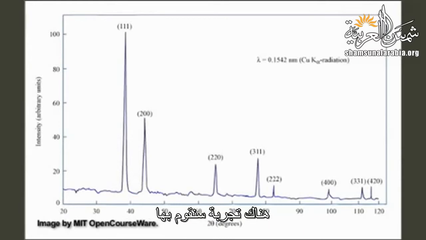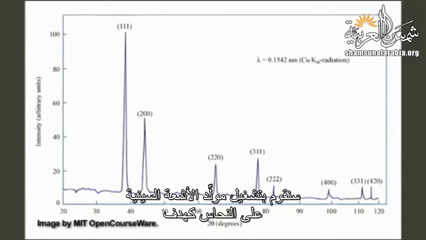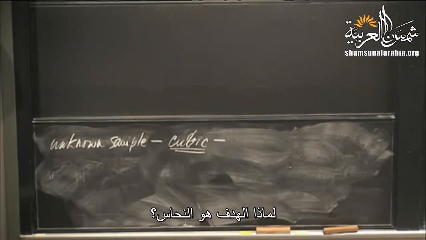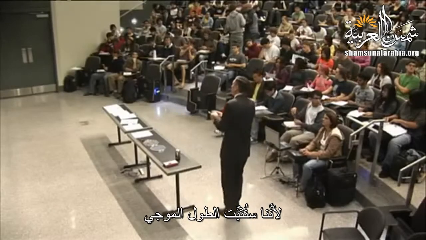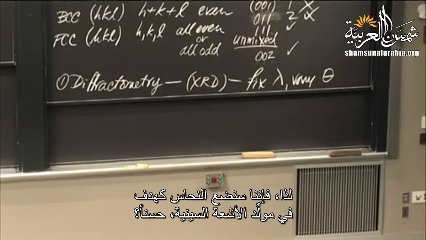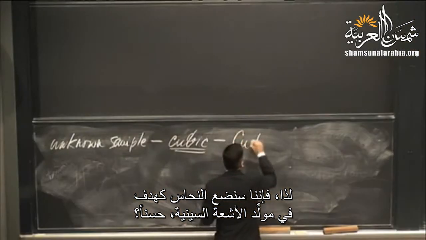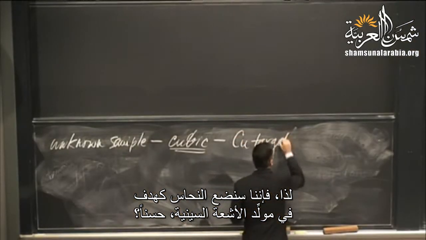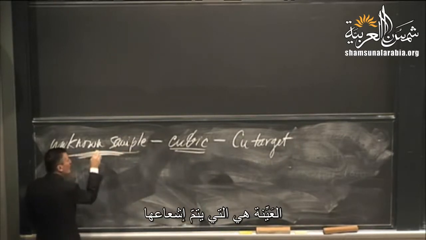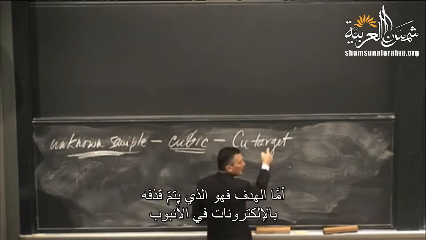So here's the experiment that we're going to do. We're going to run our X-ray generator with a copper target. Why do I tell you the copper target? Because you're going to fix the wavelength, and you fix the wavelength by choosing the target. So we've got a copper target in our X-ray generator. Okay? Remember, the sample is not the target. The sample is what is being irradiated. The target is being bombed by the electrons in the tube.